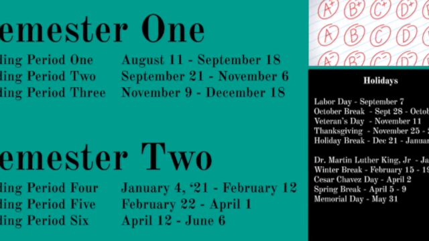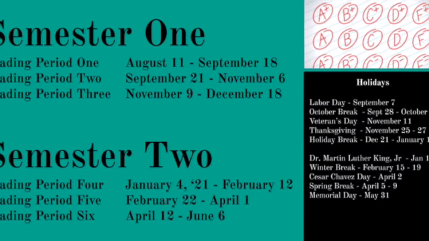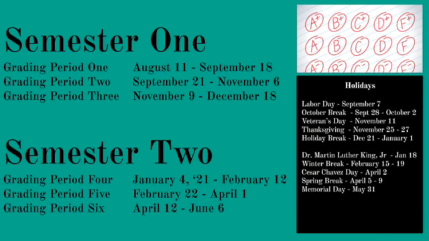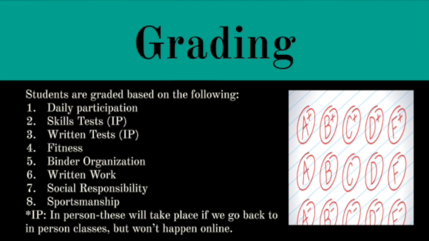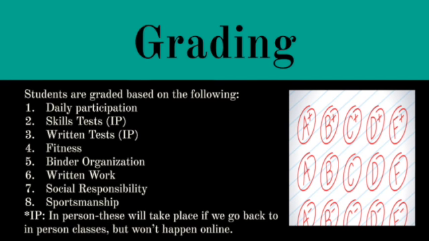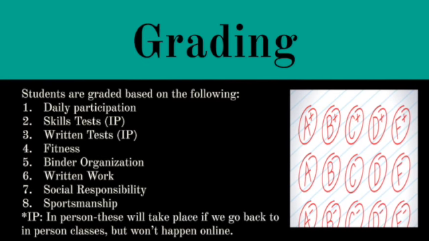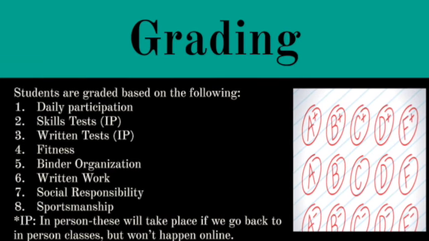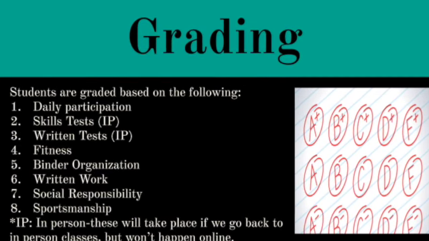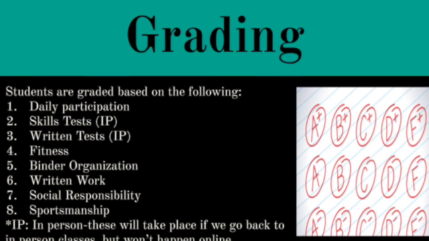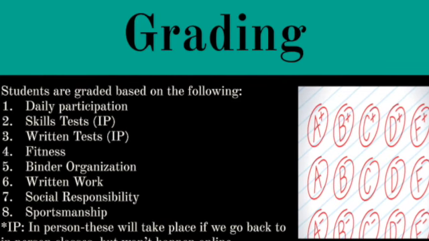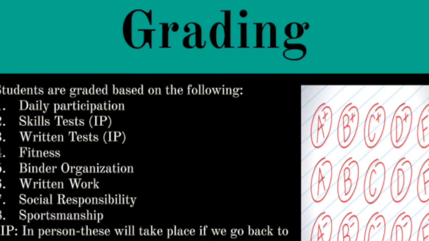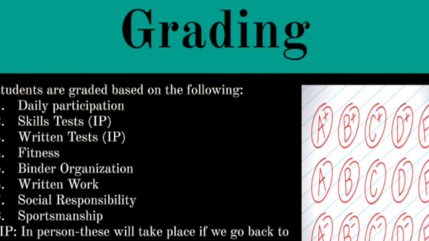Here's a breakdown of semesters 1 and 2, along with the grading period dates. The list of holidays is also included. Students are graded on the following items: daily participation, skills tests if we return in person, written tests if we return in person, fitness, binder organization, there's an e-binder as well as, if we return in person, a physical binder, written work, social responsibility, and sportsmanship.